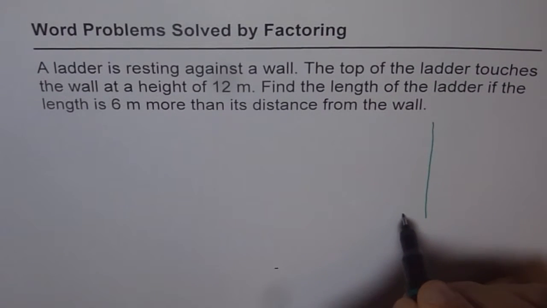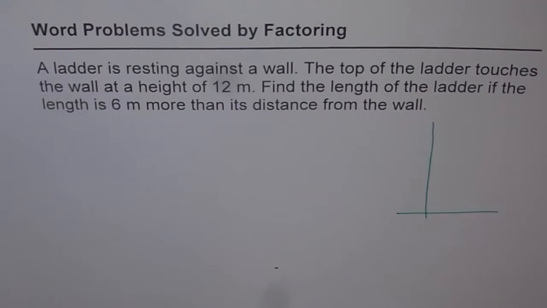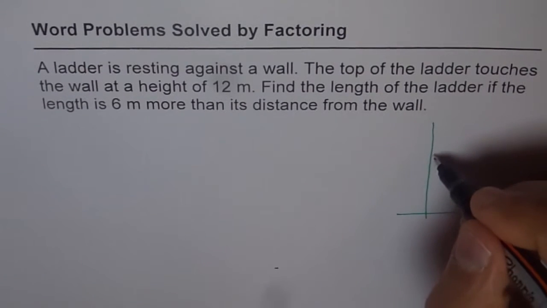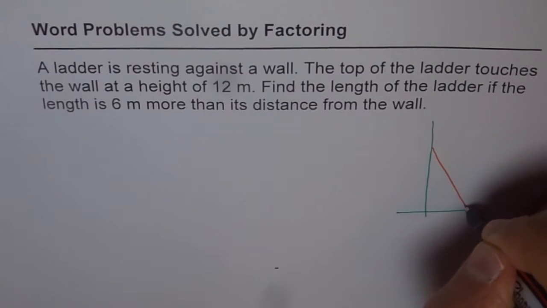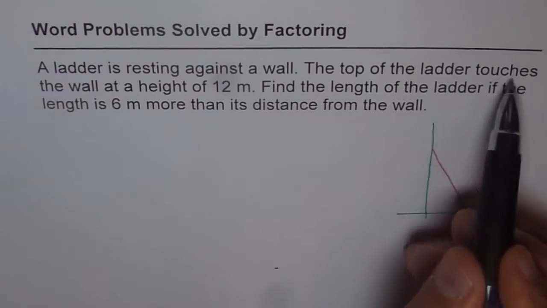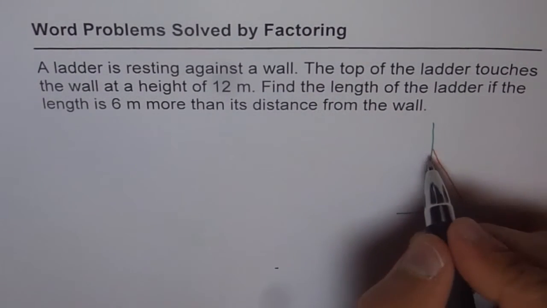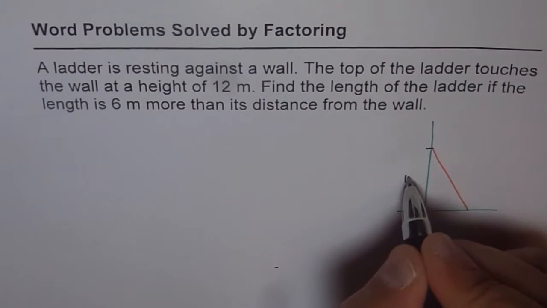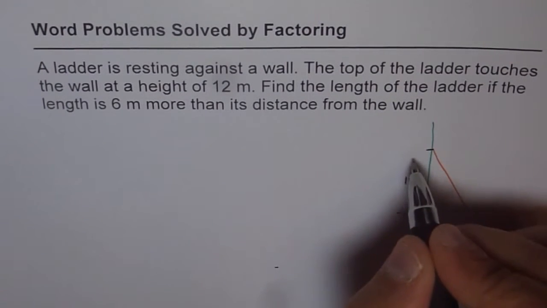Okay, let's say this is the wall and then we have a ladder here, and let me make the ladder with a different ink, and let's say this is the ladder here, right? Now it's given to us that the top of the ladder touches the wall at a height of 12 meters. So this height is given to us as 12, right? So this is 12 meters.